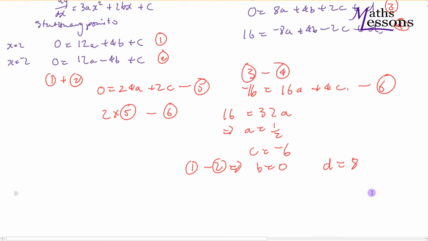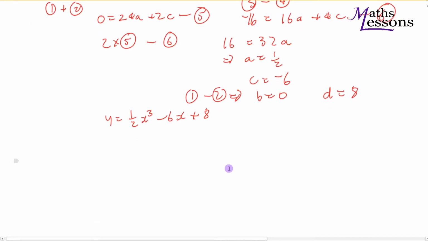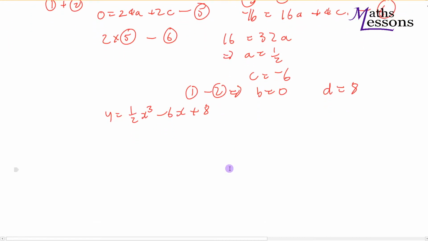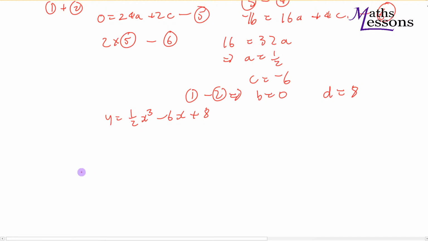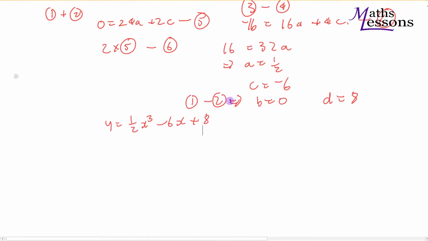So we've now got our expression. We've got y is equal to a half x cubed minus 6x plus 8. And what we can do is factorize that a bit, or we can draw it, because for the second part of the question, we're going to find the equation of the curve, and hence find the area bound by the curve and the x-axis. It's always a good idea to draw a sketch. You could get your graphical calculator to help you with this. It doesn't say you can't.